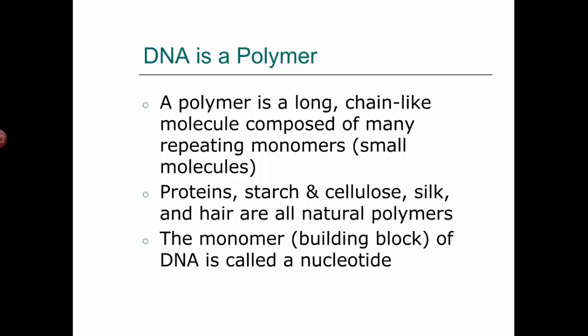The small molecule that repeats over and over again in DNA is called a nucleotide. The monomer of DNA is called a nucleotide. And so we're going to take a look at how a nucleotide is built.